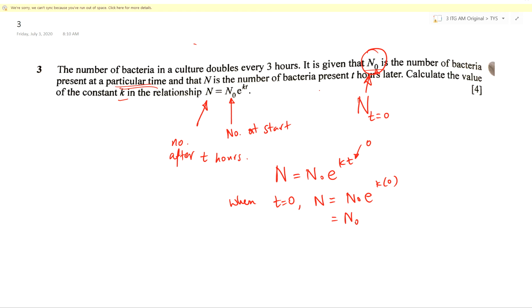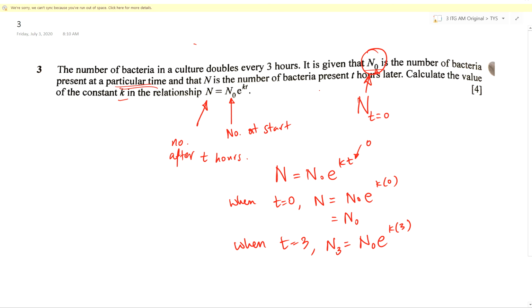Now, what happens when, for example, time equals 3? What then will we have? N equals N naught, that is a constant, times E to the power of K times 3. Okay? So here we have two equations with so many unknowns. Wait, do we really have so many unknowns? The N and the N naught. This is N3. What can we do from here?